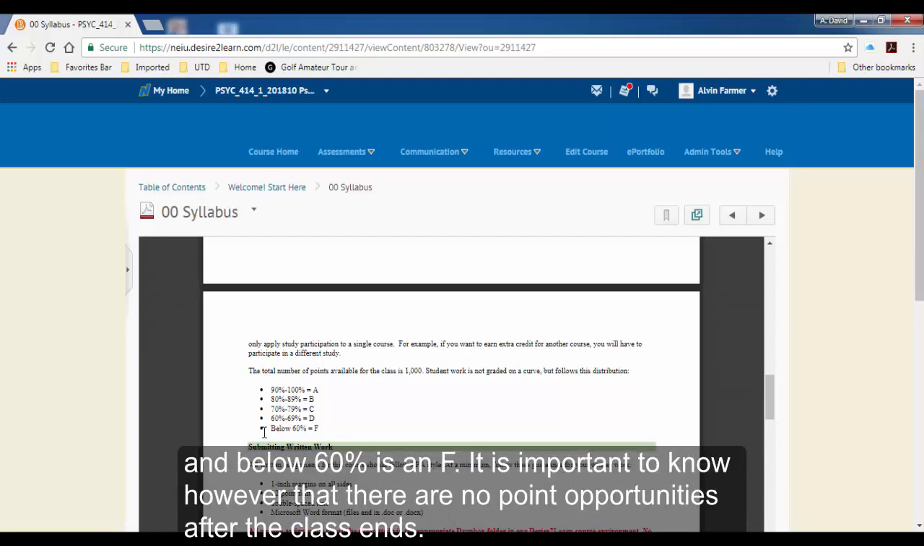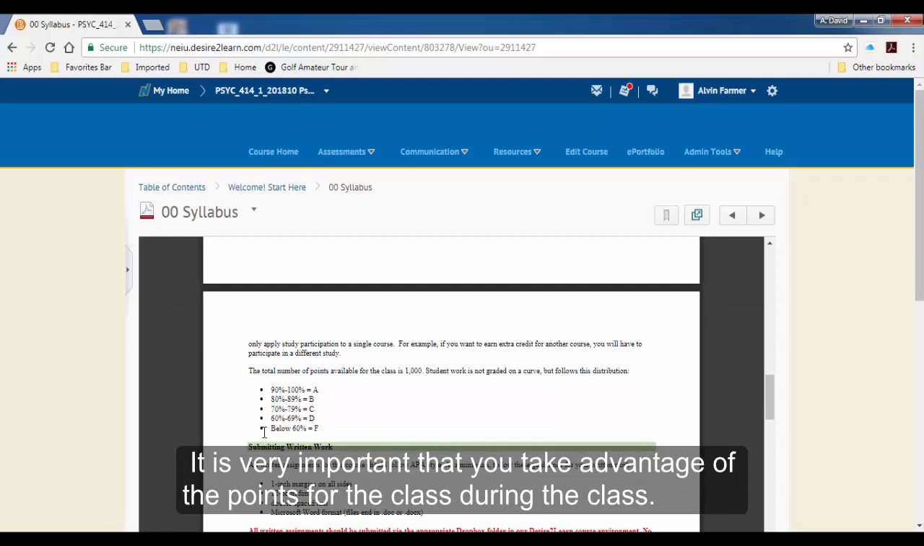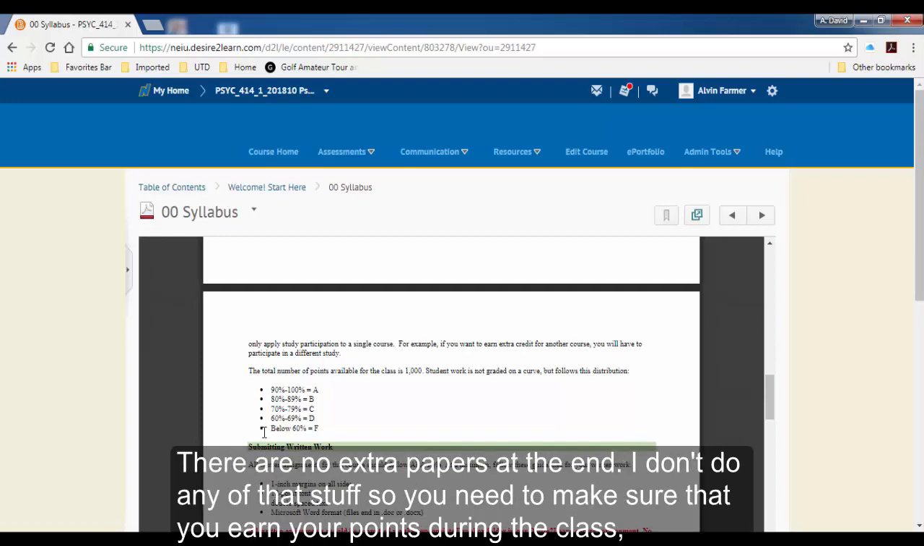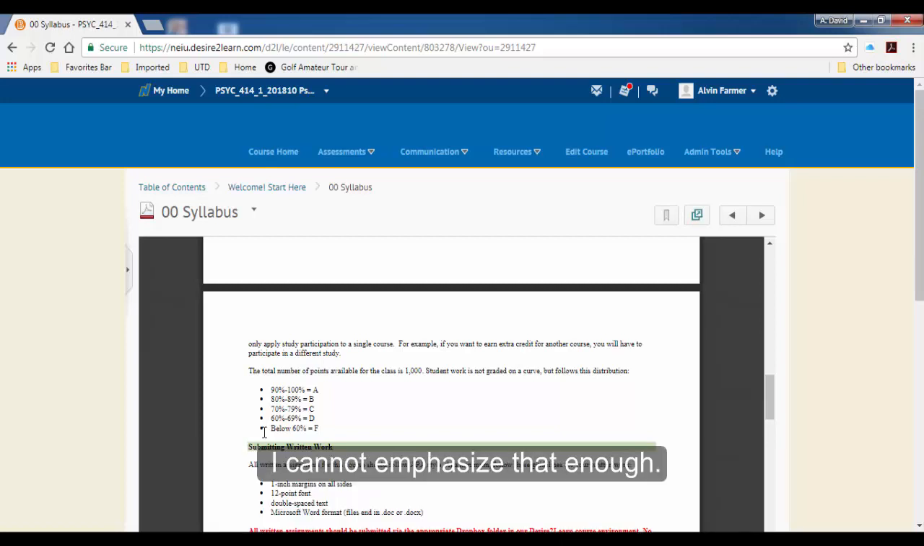It is important to note, however, that there are no point opportunities after the class ends. It is very important that you take advantage of the points for the class during the class. There are no extra papers at the end. I don't do any of that stuff. So you need to make sure that you earn your points during the class. I cannot emphasize that enough.